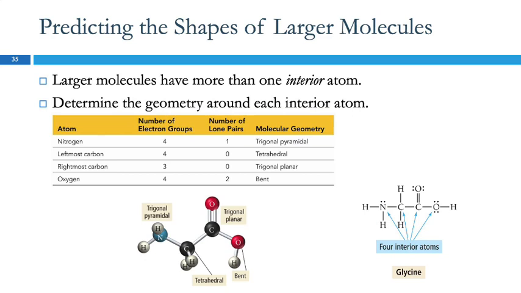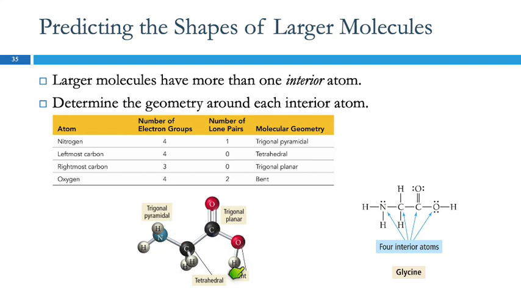What if we have more than one central atom? More than one interior atom? Well, there's lots of molecules like this. What we would do is we determine the geometry around each of those. And this is something that comes up in OChem.